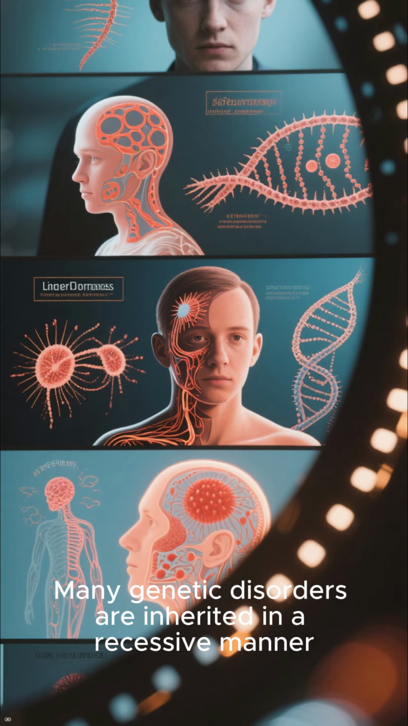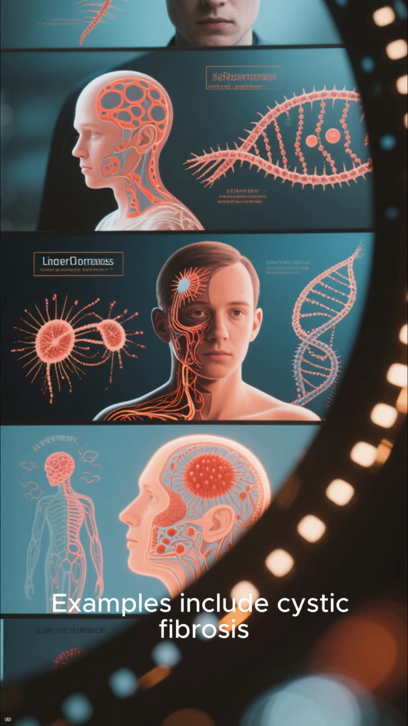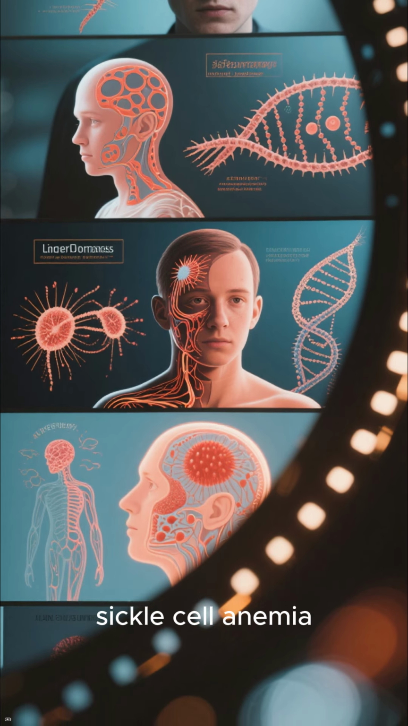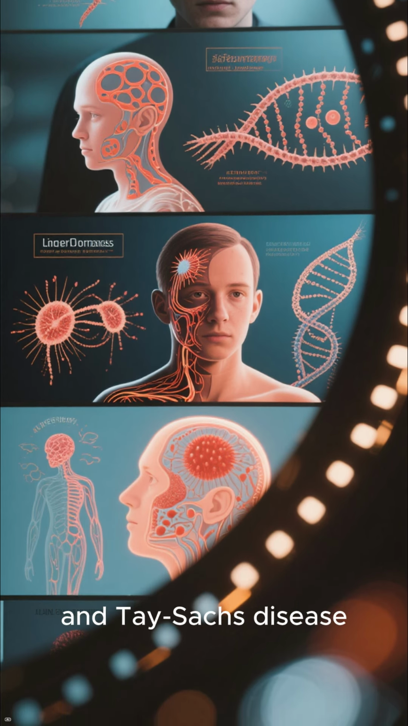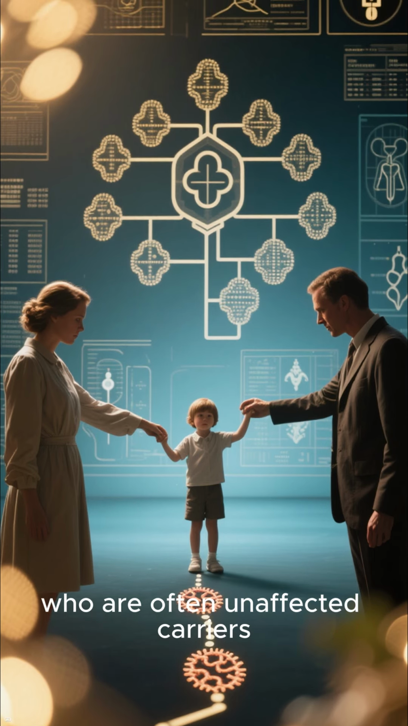Many genetic disorders are inherited in a recessive manner. Examples include cystic fibrosis, sickle cell anemia, and Tay-Sachs disease. For a child to develop such a disorder, they must inherit a mutated recessive gene from both parents, who are often unaffected carriers.